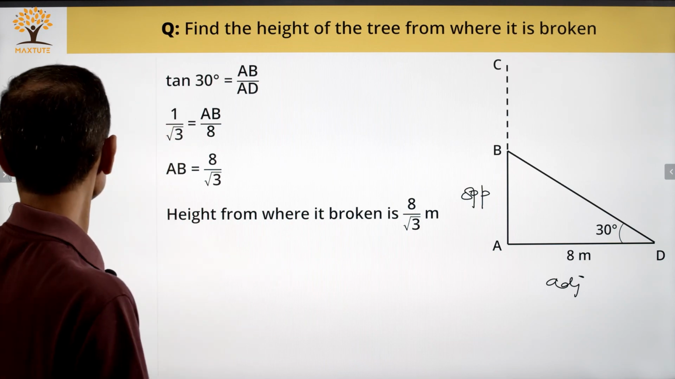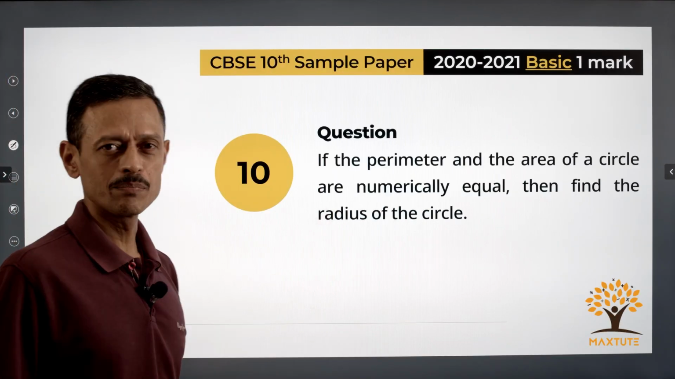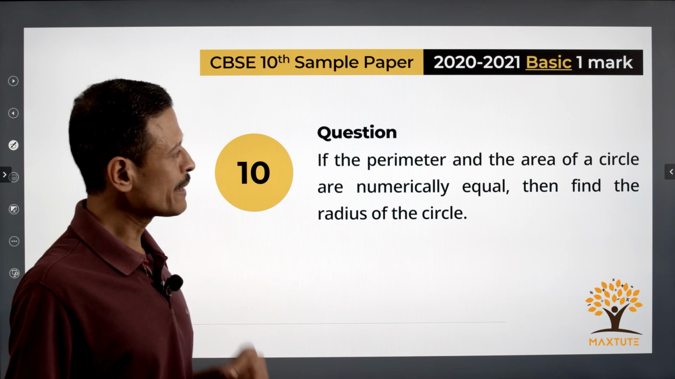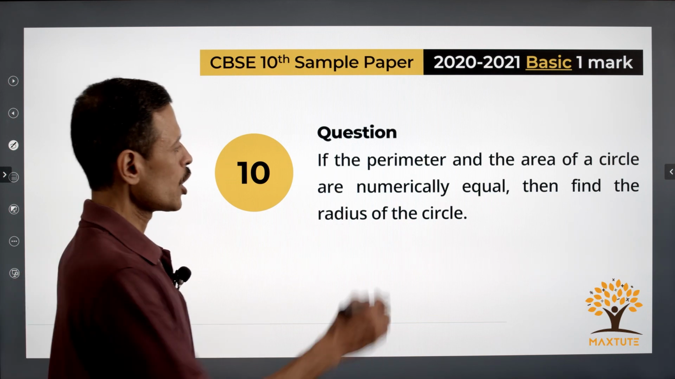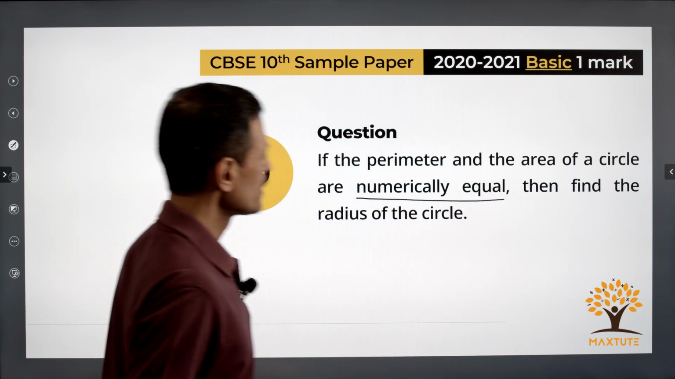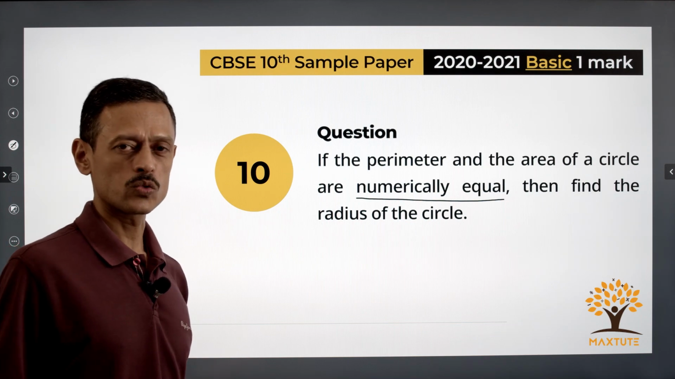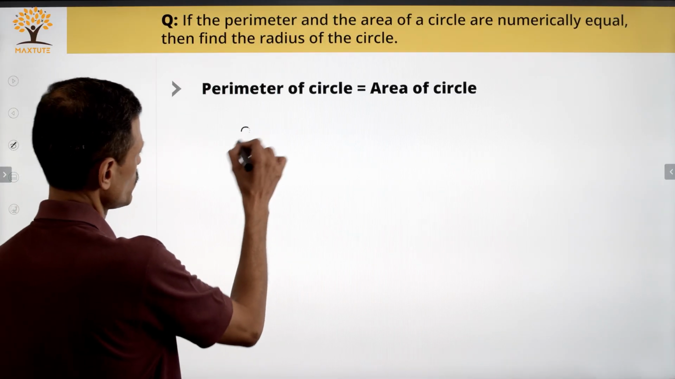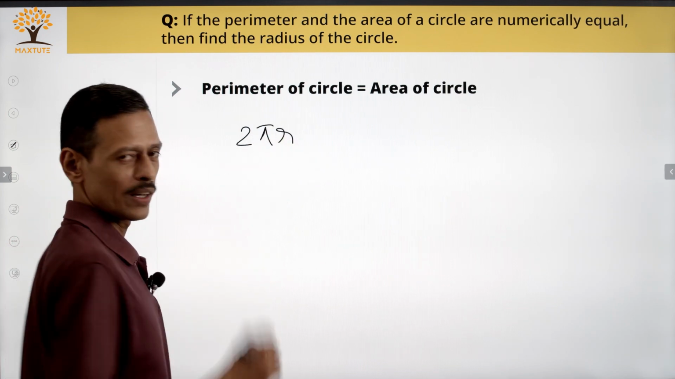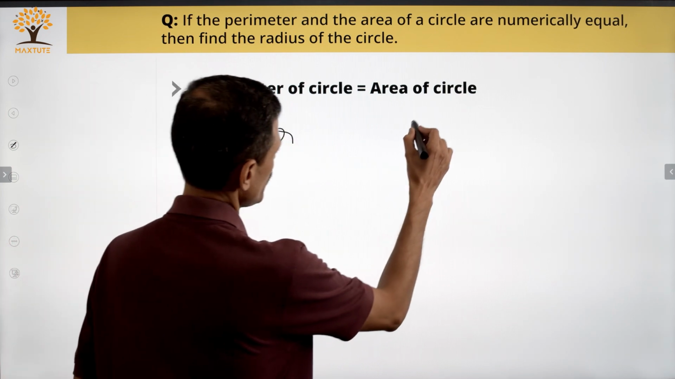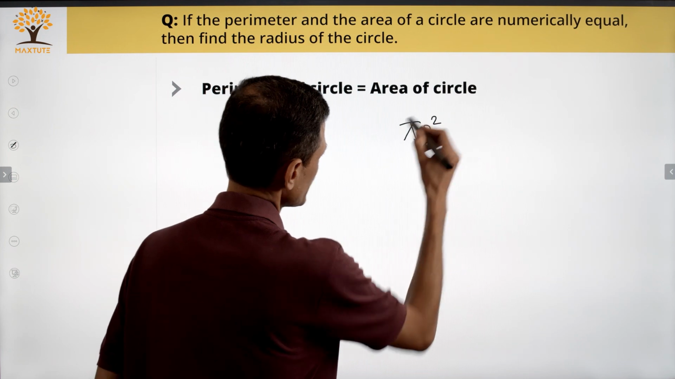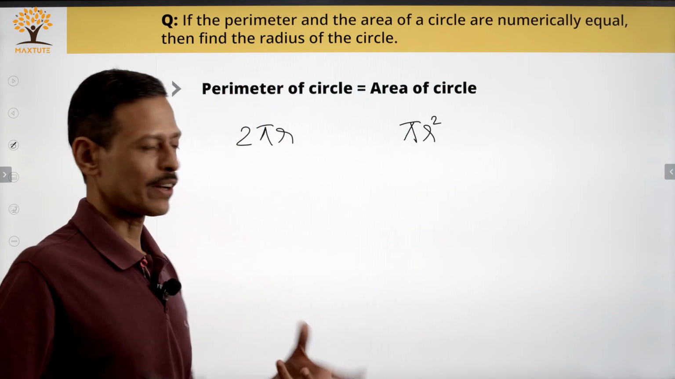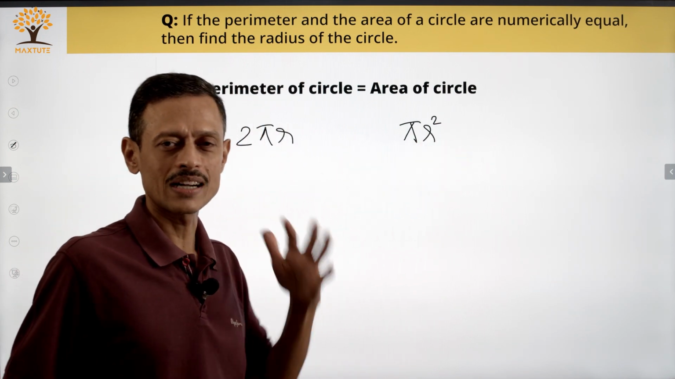Move to the second question, which is question number 10. Very simple question. If the perimeter and area of a circle are numerically equal, then find the radius of the circle is what the question is. Perimeter of the circle, the formula for that is equal to 2 pi r, known to us. Area of the circle, the formula is equal to pi r square. They are essentially saying it's such that, for example, if this is 100, this is also 100.